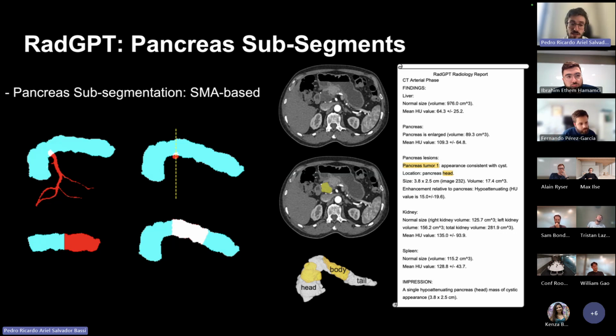And again, this is a way to divide the pancreas that is accepted by radiologists. So we follow their procedures, but we create an algorithm to do it deterministically. And here, for example, you see that we find a tumor in the head of the pancreas and write it down in the report.